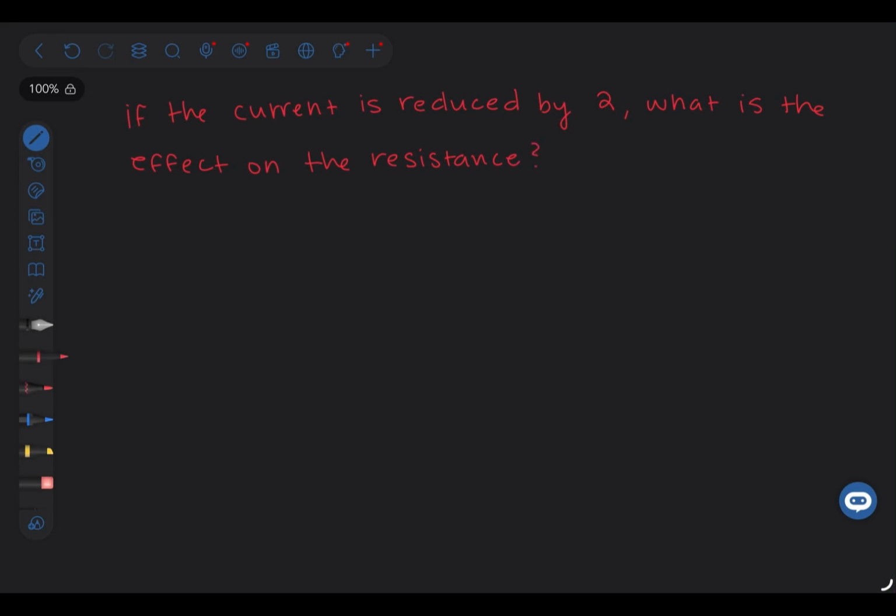Okay, so we want to format our equation V equals IR, and the question is looking for resistance, so we're going to isolate the R. So we can say R equals V over I. Okay. And it says the current is reduced by a factor of 2, so it's going to be 1/2. We're going to replace the I with 1/2, so R is equal to V over 1/2.